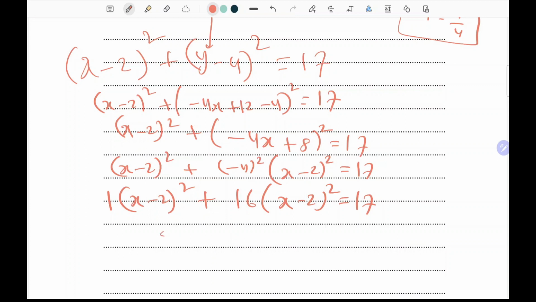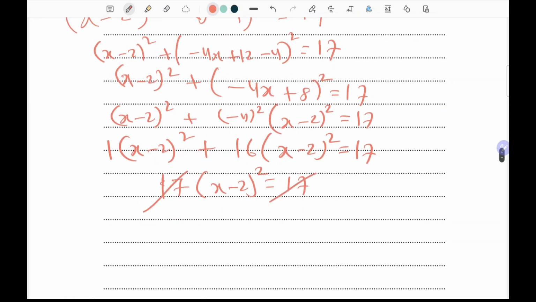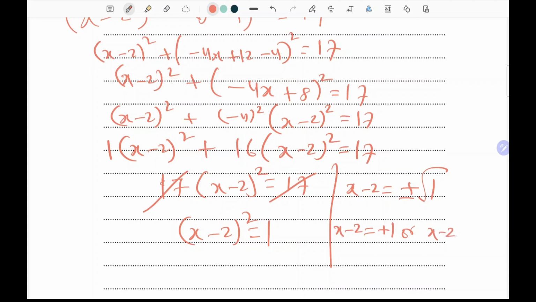So just add them together. So this is 17 x minus 2 whole square equals 17. Great, 17 and 17 cancel. X minus 2 whole square equals 1. Wow, so simple. So simple form we got. Now x minus 2 is plus minus root 1. X minus 2 is plus 1 or x minus 2 is minus 1. So here x equals 3 or here x equals 1.